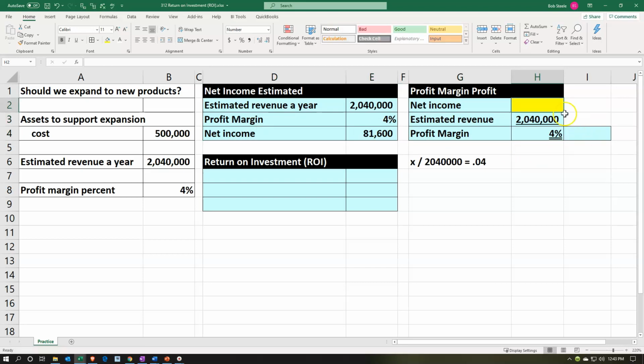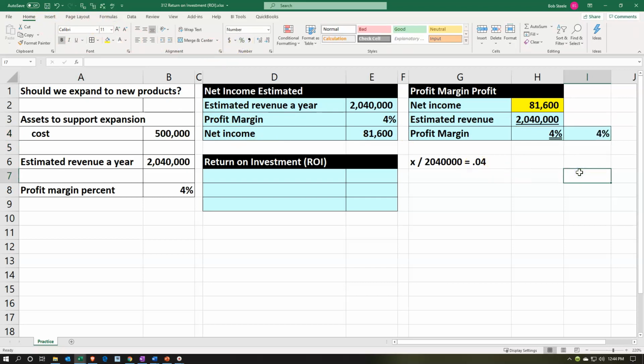We could say, all right, there's my net income. We just did the algebra here, so we could plug it back into this formula and then calculate this again, which would be equal to the 81.6 divided by the 2,040,000. Formatting this cell, home tab, numbers group, format as a percent, 4%.